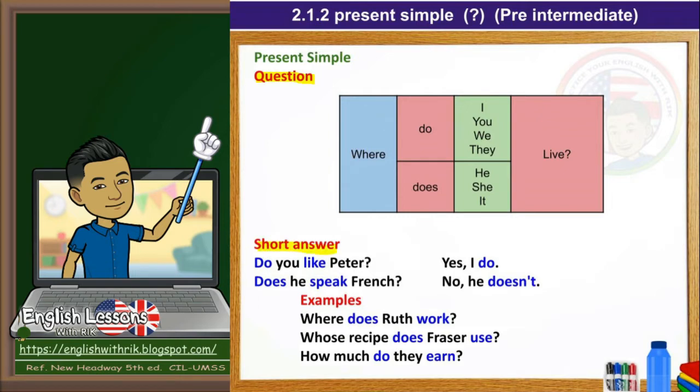Do you like Peter? Yes, I do. Does he speak French? No, he doesn't. Here are some more examples. Where does Ruth work? Whose recipe does Fraser use? How much do they earn?